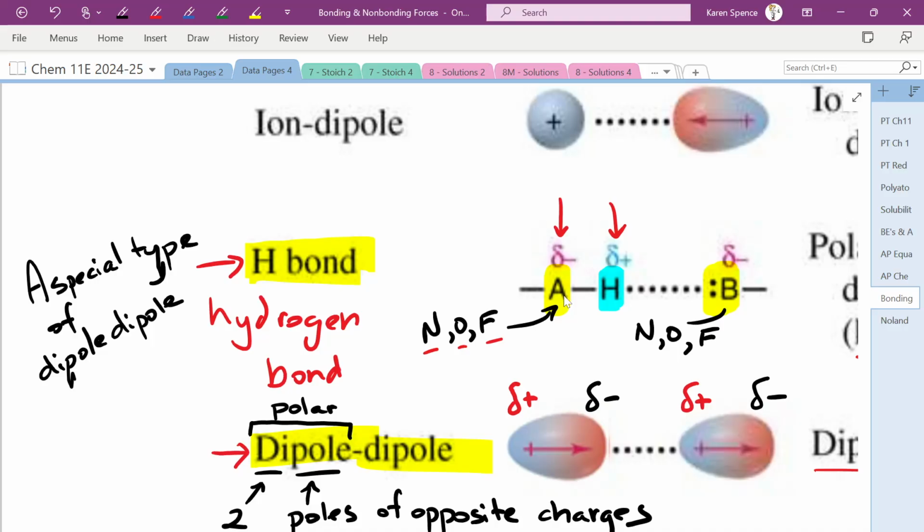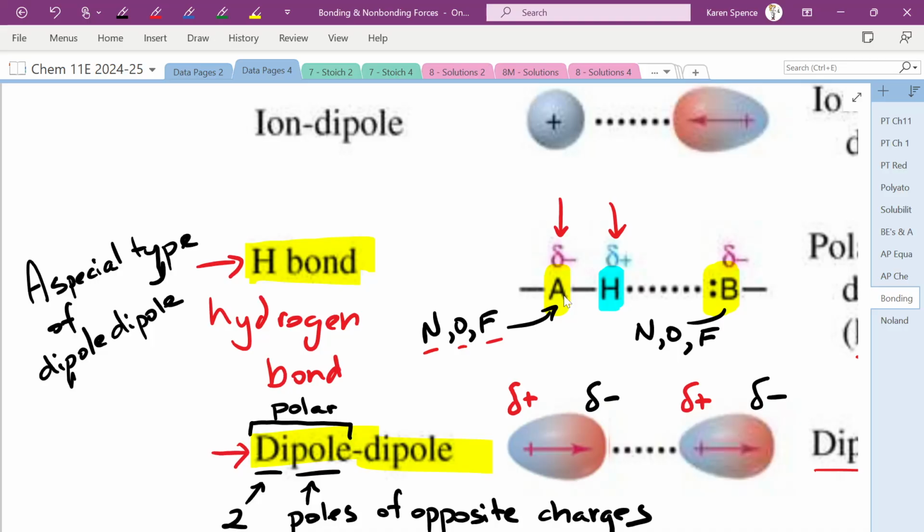Now, the reason that these are able to be so positive, actually, before we do that, let's just talk about electrostatic attraction. What are the two things that affect electrostatic attraction?